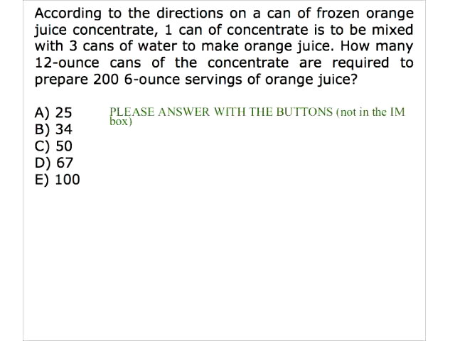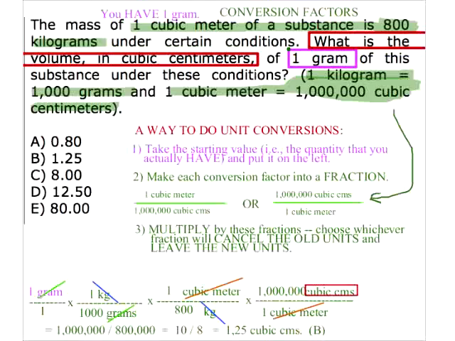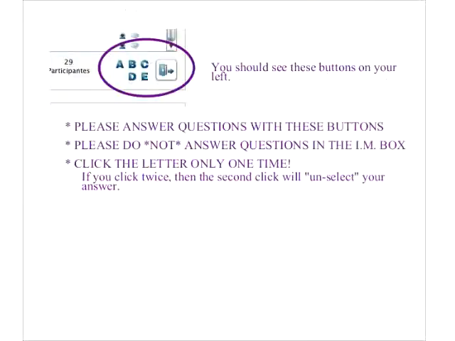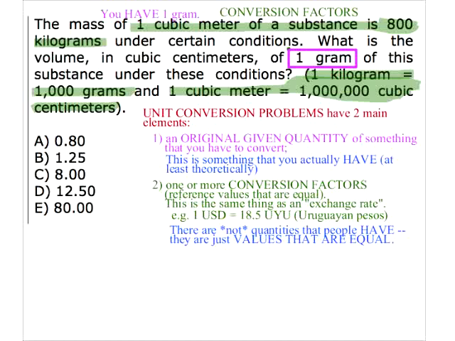Let me go back and make one quick edit to this window here. This is the problem that you have. The original given quantity could be something that you have, or it could also be something that you want. Because conversions work the same forwards and backwards. If I have dollars and I want Uruguayan pesos, versus if I have Uruguayan pesos and I want dollars, those are not different.